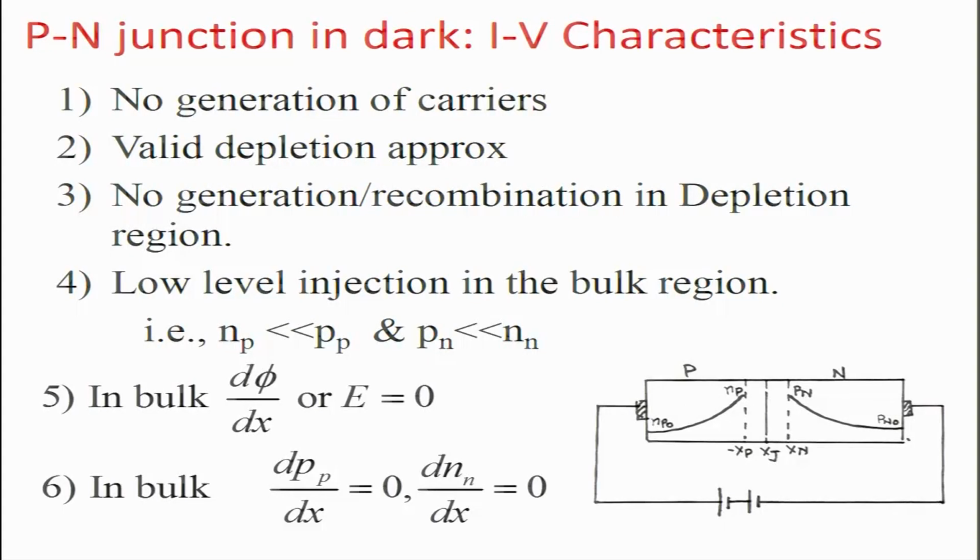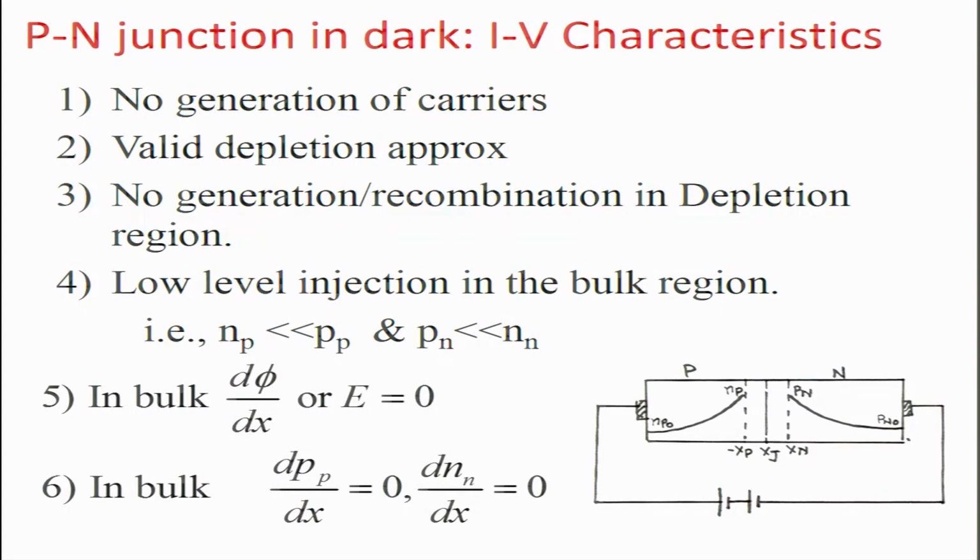So essentially, for the p-n junction in dark, when you want to derive the IV characteristics, there are certain assumptions that we make. First, there is no generation of charge carriers, because you have no light based generation or thermal generation. So we assume that the carrier concentration, whatever it was to begin with, stays constant, and the depletion region approximation is valid, which means you have a depletion region in which no generation or recombination takes place, and it is free of free charges. There are no electrons and holes there. It is completely depleted of charges, and there is no recombination or generation in the depletion region.